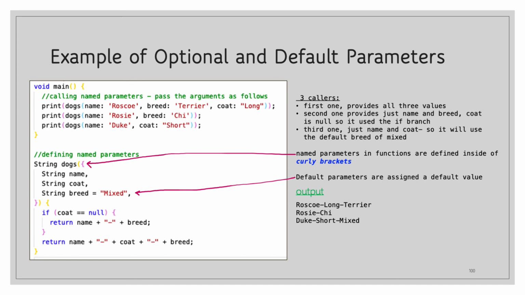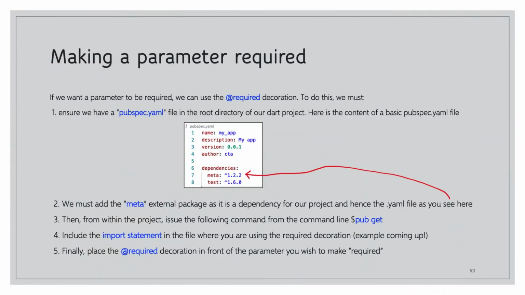So on the third example, just the name and the coat. So now, this will be the first time that it's going to use the breed of mixed. So what happens? We have Duke, short, and for the value of breed, it uses our default mixed. That's how it works. So since we know that defined parameters in Dart are not required, you would figure that Dart is smart enough to have a required attribute, and it does.